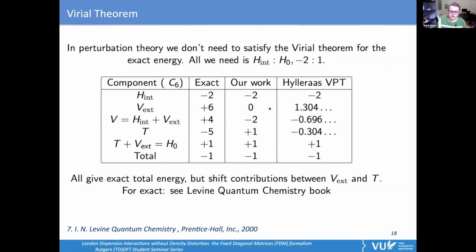So then you ask what is going on, and you just do regular second order perturbation theory. Here I did it variationally, but you can do it in several ways. Then you see that it's also off. You do get a correct sign, at least for the external potential and the kinetic energy, but it's not the correct quantity. It turns out that we don't need to satisfy the variational theorem for the exact energy. All we need is that the ratio of the interaction Hamiltonian to the zeroth order Hamiltonian contributions is -2 to 1. That is crucial. This causes a bit of a headache, but it comes down to the fact that the Wigner 2n+1 rule is only for total energies and not for all the individual components.